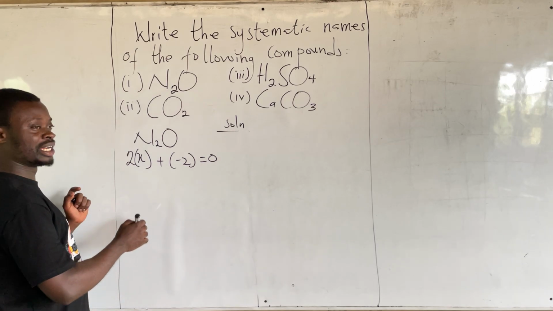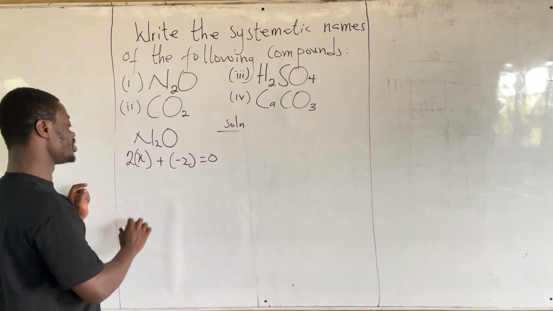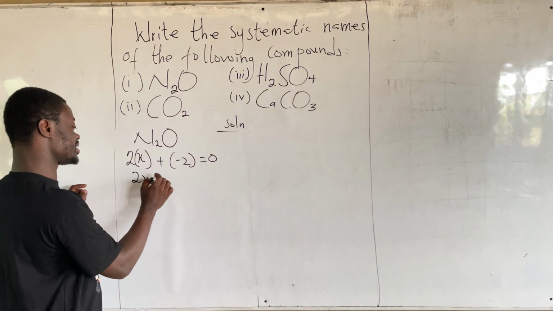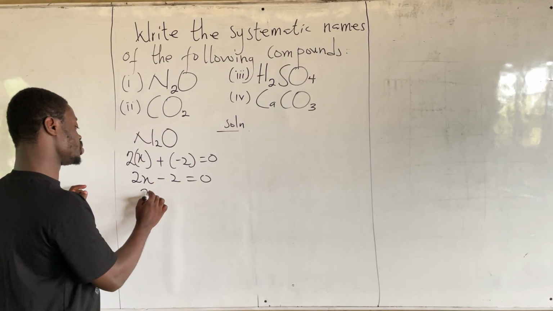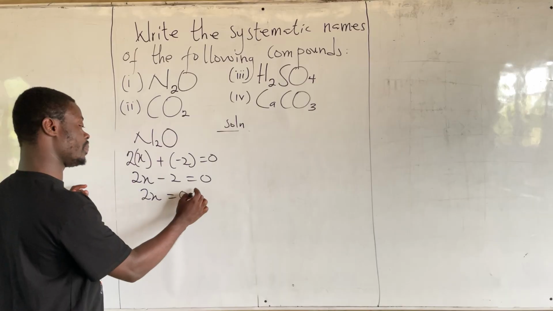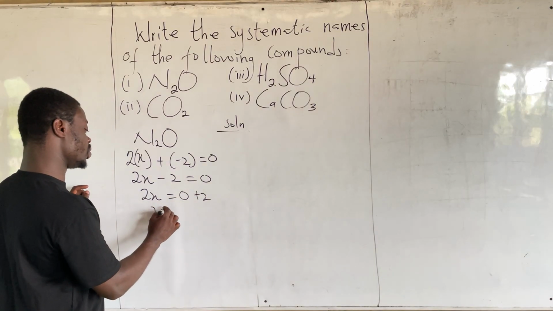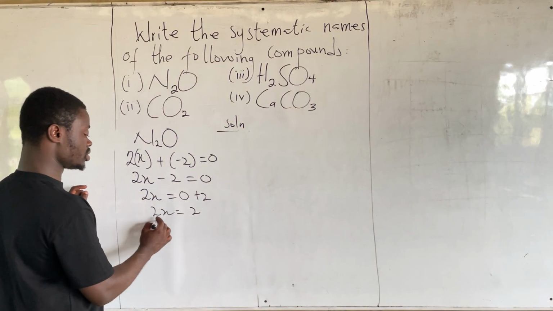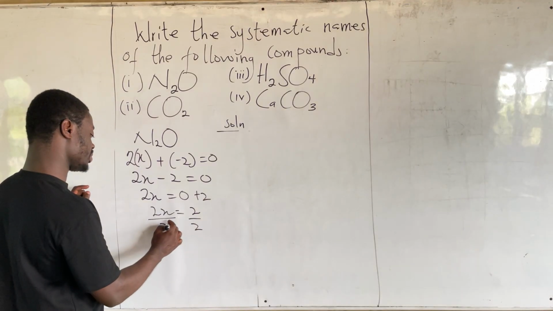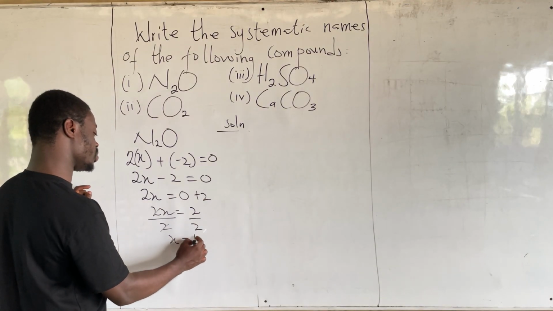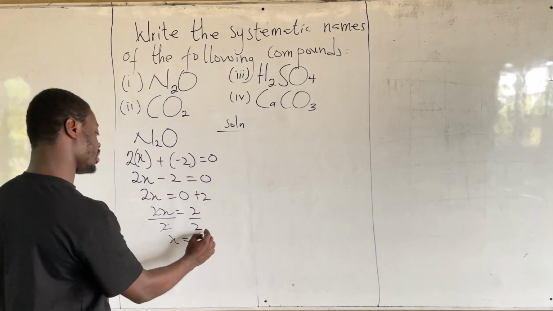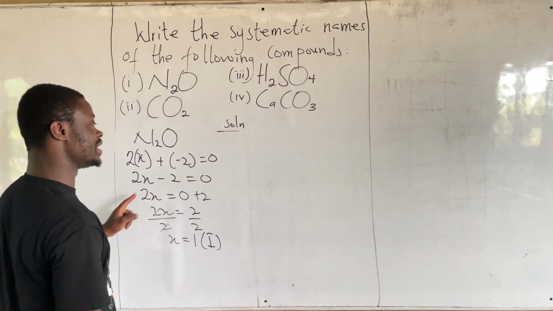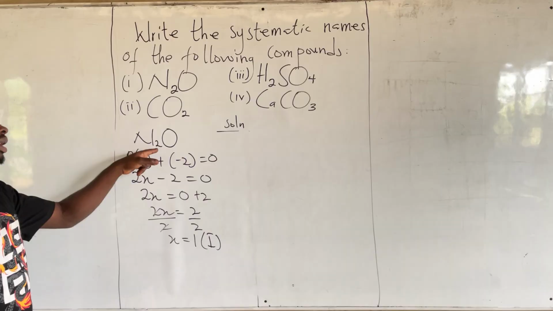Now let's solve for the oxidation number for nitrogen. It gives us 2x, and then -2, to be equal to 0. 2x will be equal to 0 plus 2, so 2x will be equal to 2. We divide both sides by 2, and we get x to be equal to 1. So the Roman numeral for 1 is I.